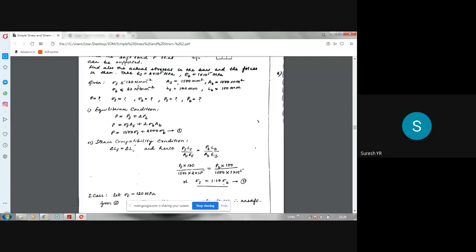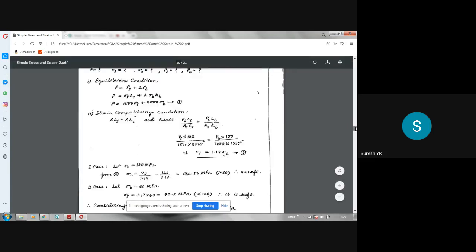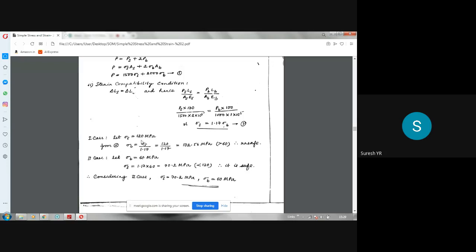These two equations, he has given one condition here that it should not be greater than 120. So we had to check whether that condition is satisfied or not. Now let us take the first case. What I will do is, I will take sigma S as 120.